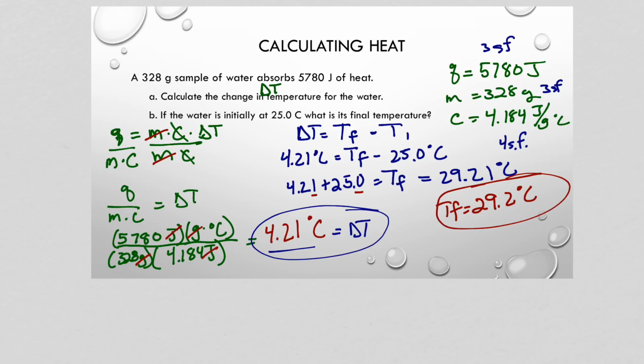So a little bit more complex problem, but understanding that, within this equation, we can solve for any of the 4 different values if we know the other 3. And for temperature change, once we know that temperature change, we could figure out either the final or the initial if we knew the other one.